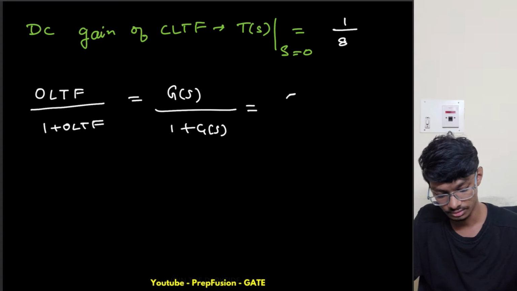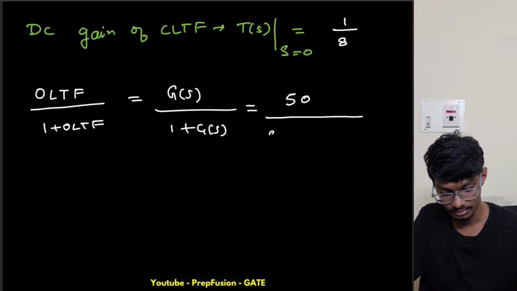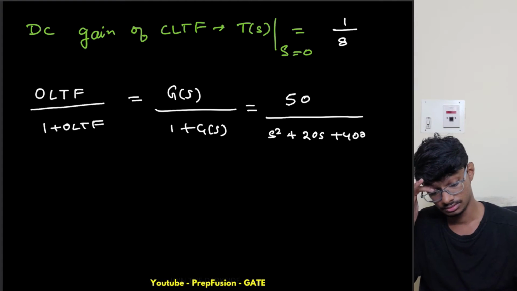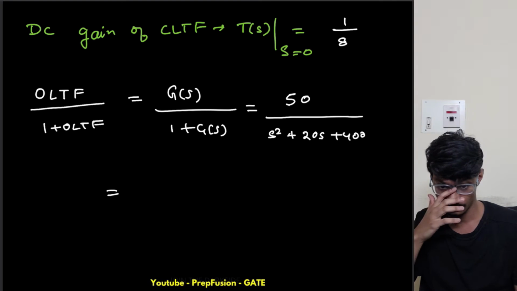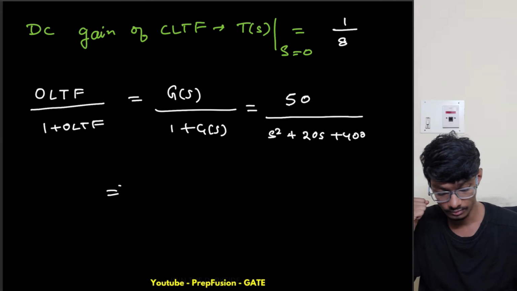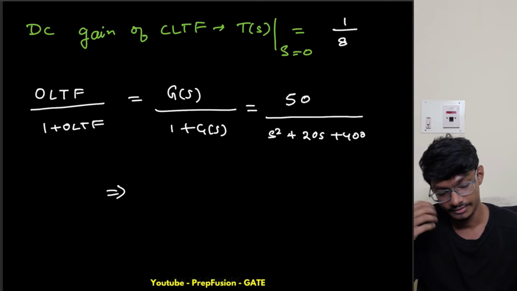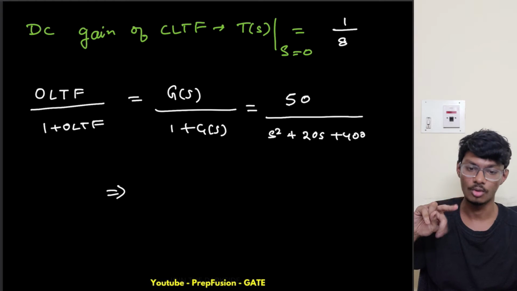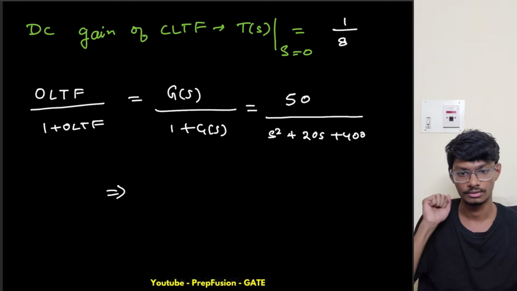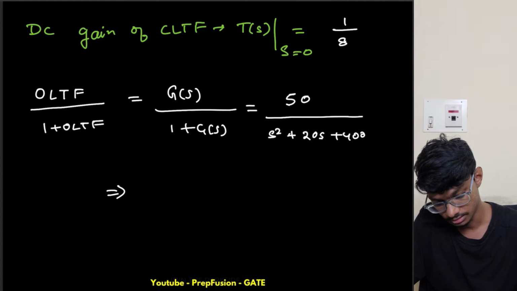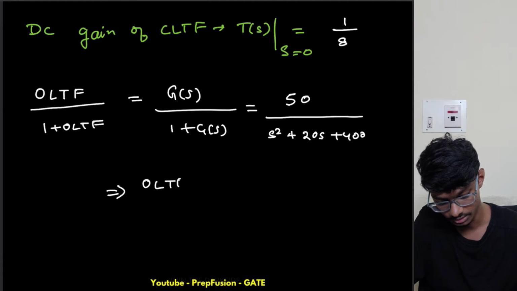What is given? The closed loop transfer function as 50 by S square plus 20s plus 400, okay. So this is the closed loop transfer function. Now what can we write here to find the OLTF, right? I can do componendo and dividendo. How can I do it? Simply subtract, I hope you know. Still, I am writing the process here.